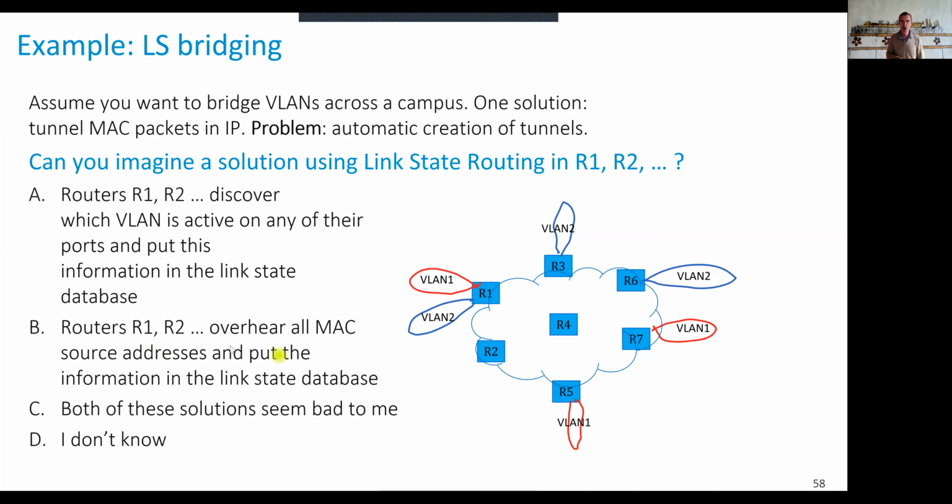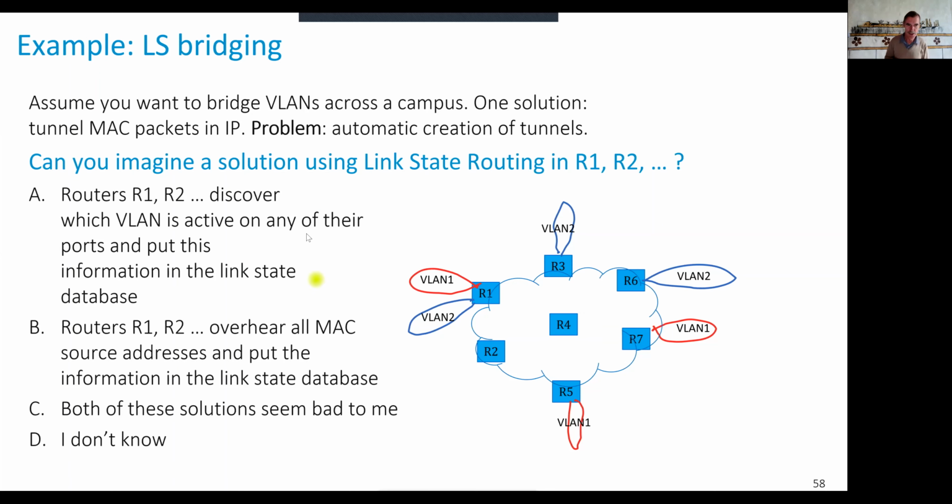B would not help. B would not help because if R7 hears a MAC source address and puts it in the link state database, we still don't have this information. It is not useful if we don't know where the virtual LAN is. So R1 will know how to route all packets that are local here, but will not know that it needs to create a tunnel to R7.